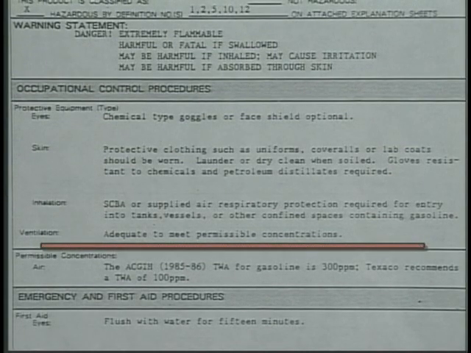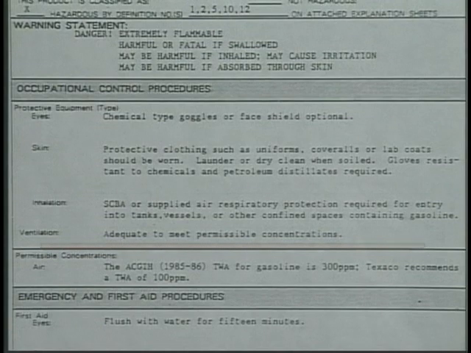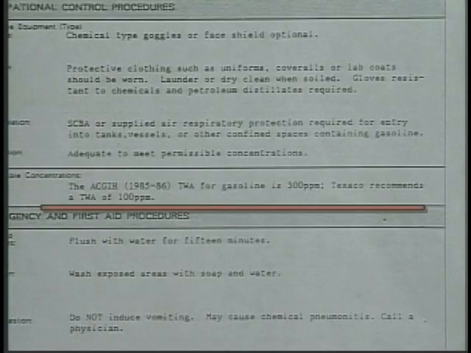Ventilation must be adequate to meet permissible concentrations. The permissible concentrations are listed next in technical terms that explain the time-weighted average for gasoline, which is 300 parts per million. The manufacturer, however, recommends 100 parts per million.